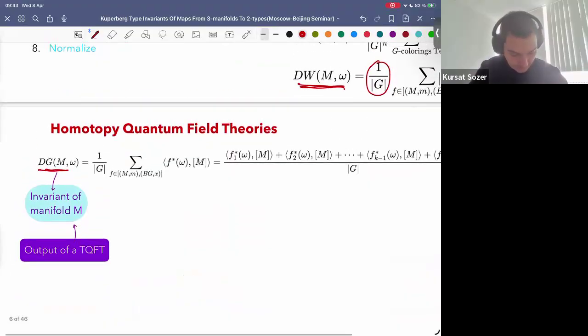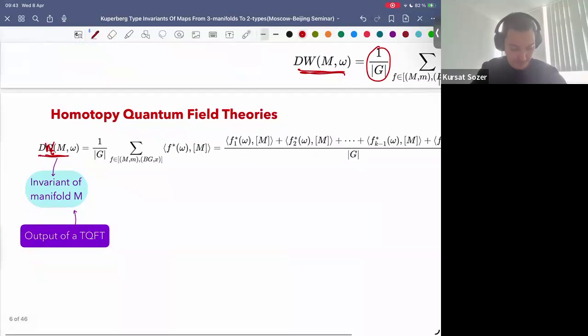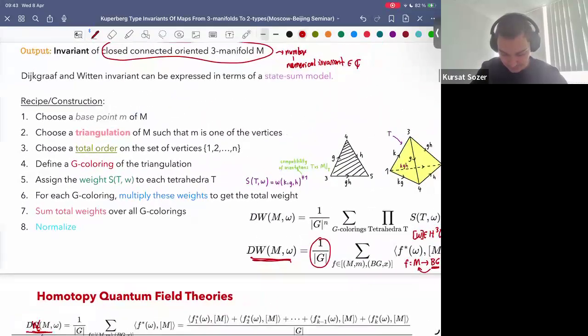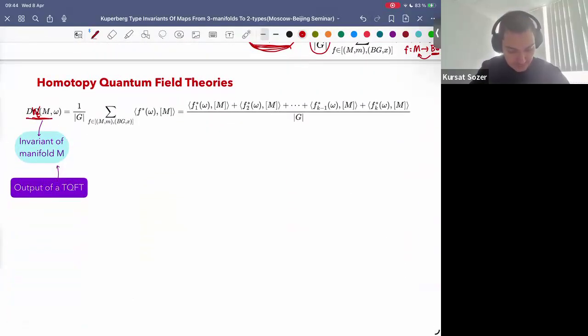Oh, there's a typo here. Maybe digraphic G is the better symbol for the inputs. Also, before moving on, this is an invariant. What does that mean? This is an invariant of the three-manifold, which means it is independent of the total order chosen, independent of the triangulation chosen, and also independent of the base point chosen. So all of the choices it's independent of. So the digraphic invariant is an invariant of the manifold. This is actually the output of a TQFT.